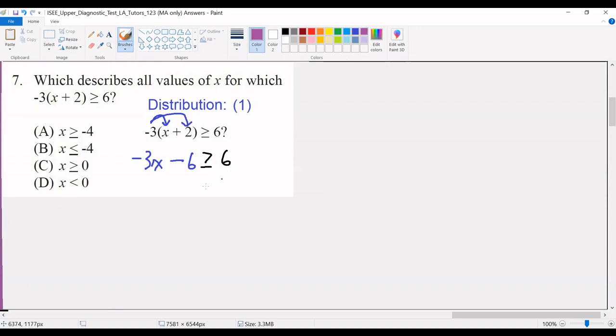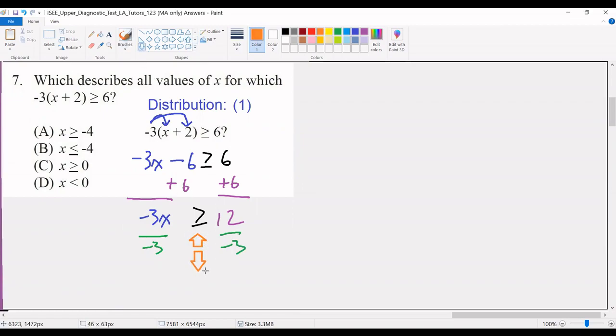Then I just continue the regular solving process. So I'm going to add 6 to both sides. On the left, we'll have -3x is greater than or equal to +12. Then here, I'm going to divide both sides by -3. But we have to remind ourselves, whenever we divide by negatives, we also have to switch the inequality. So we're going to flip this. Now it's going to say less than or equal to.